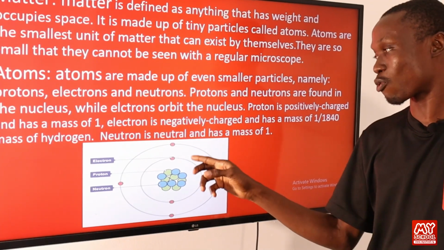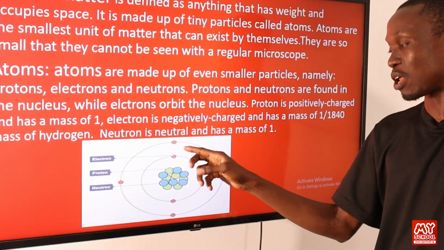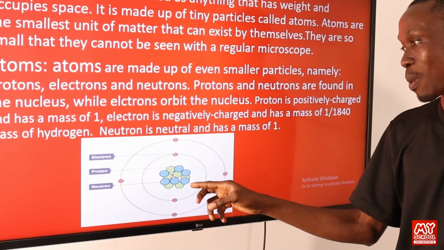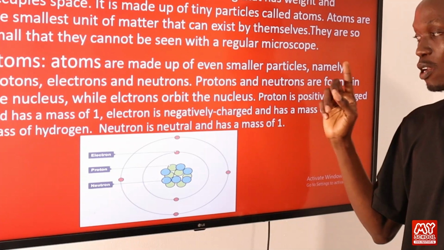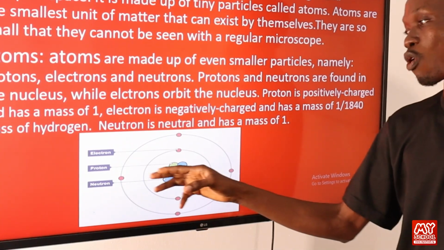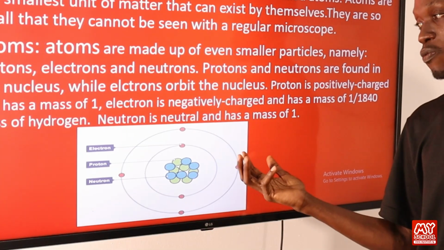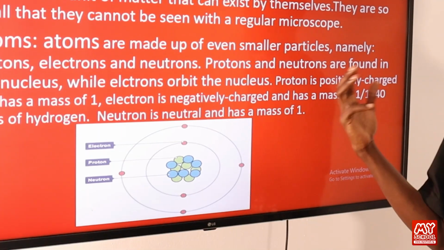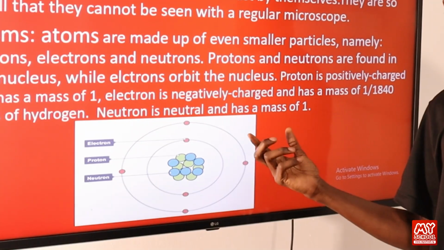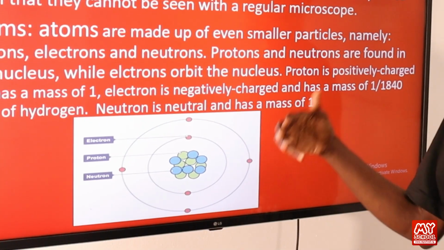As you can see from the diagram, the number of electrons is equal to the number of protons, so that makes an atom neutral, while the number of neutrons varies. Because of the variation of the number of neutrons, I think this is what led to the phenomenon of isotopy. So just take note of all that. Let's move to the next slide.